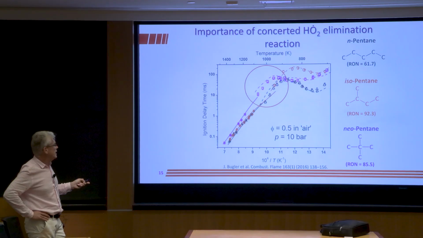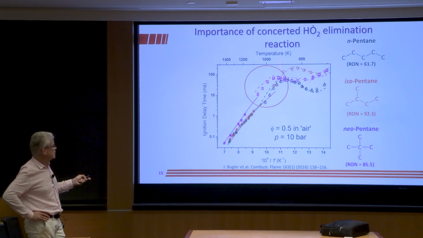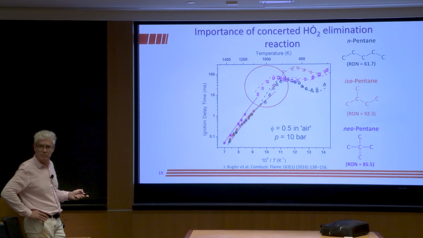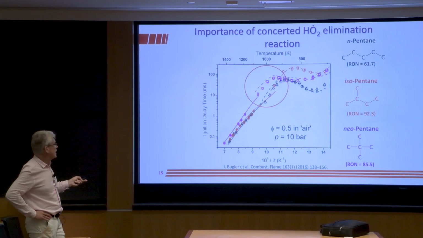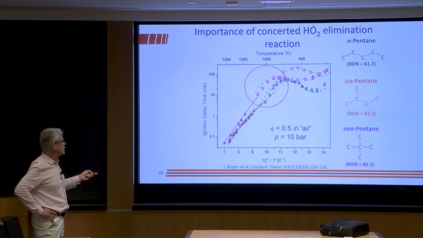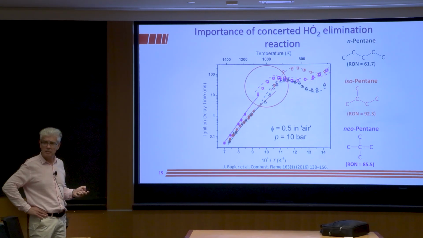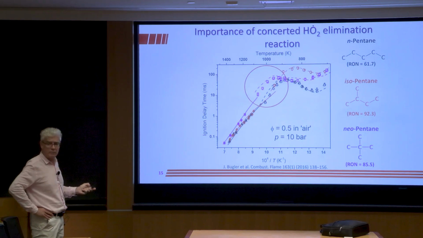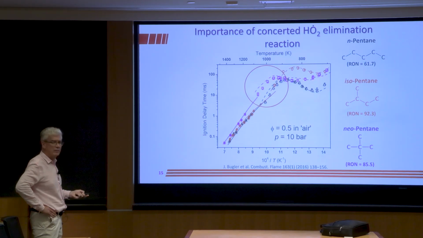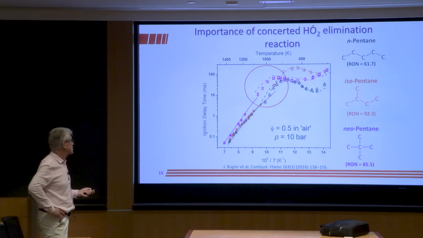And actually, neopentane, even though it's highly branched, is more reactive than isopentane in this temperature range from about 750 to 950, almost 1,000 Kelvin. Neopentane is faster to ignite than isopentane. But once you get beyond about 950 Kelvin or so, neopentane becomes substantially slower, and isopentane is similar in reactivity to N-pentane once you get above about 950 Kelvin. So what's happening there that's causing that?